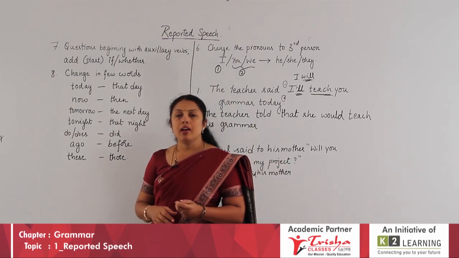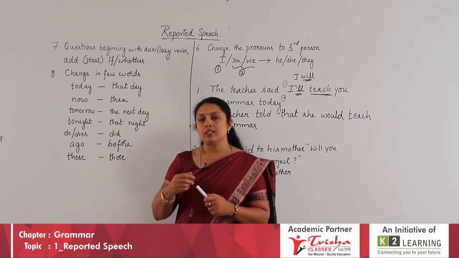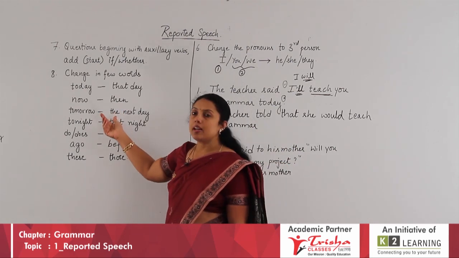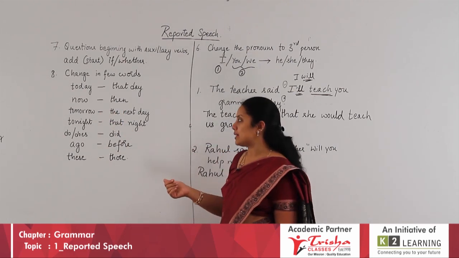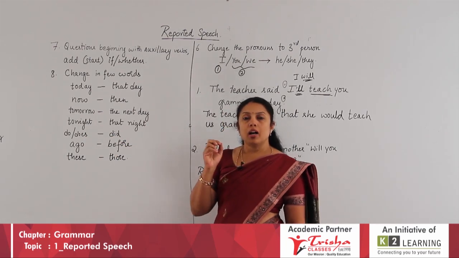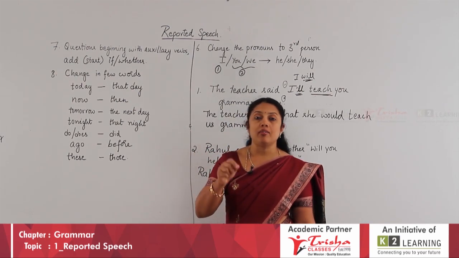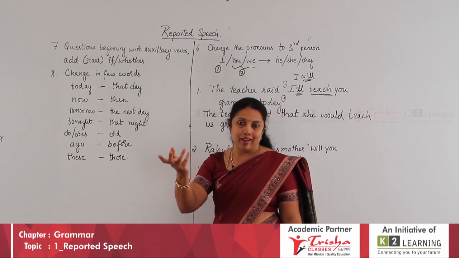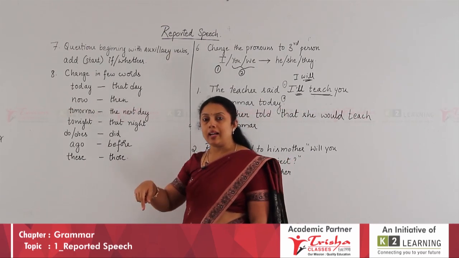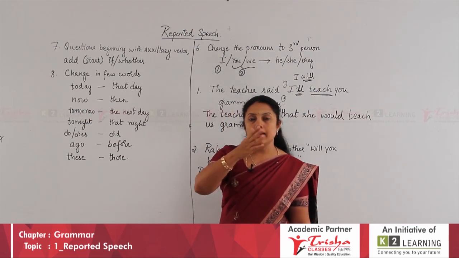For example, I say, whose class do you have tomorrow? Okay, so that would be changing as, the teacher asked whose class would we have the next day? So instead of tomorrow, you'll be writing the next day. If I say tonight, that means it would be that night. Rakesh said, today it's going to rain heavily tonight. Rakesh predicted that it would rain heavily that night. Okay, that is, you will change tonight into that night this way.